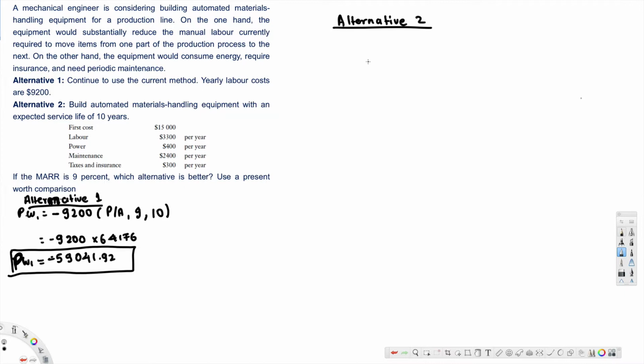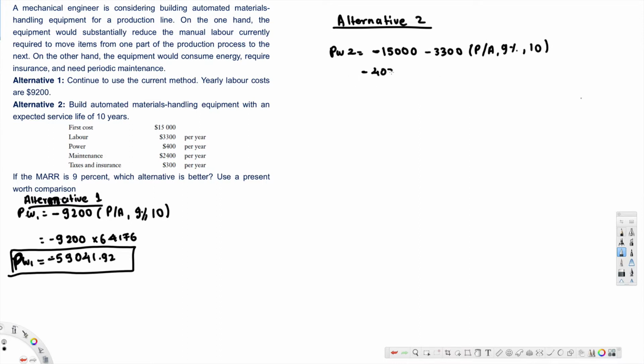Now here we are going to again find out the present worth factor, but for this one we have to include everything because everything is given. So let's go ahead and do one by one. Present worth factor 2. Here we have first cost, that's 15,000, so that's a cost, negative 15,000, and after that everything is a cost. 3,300 per year, negative 3,300 per year. If they mentioned per year, we have to use this one, P over A 9, 10, because 9 is percentage and 10 years. So P over A 9%, 10 years.